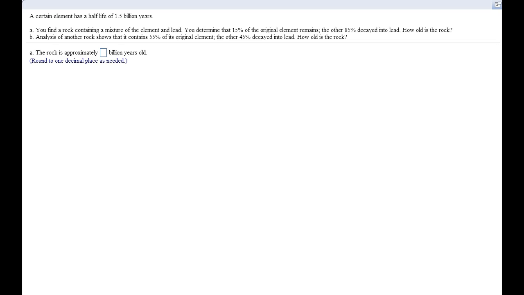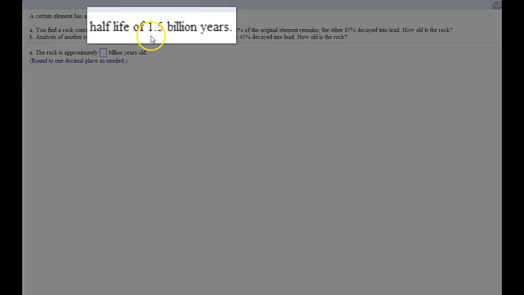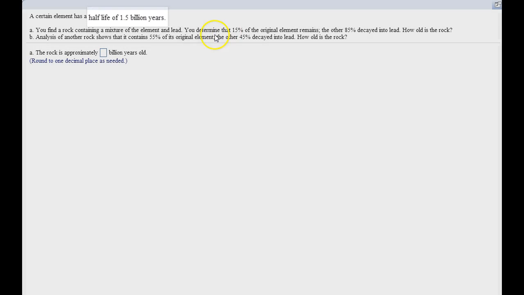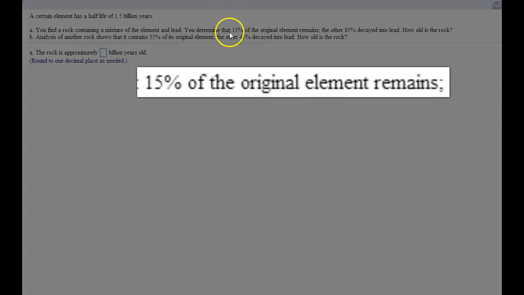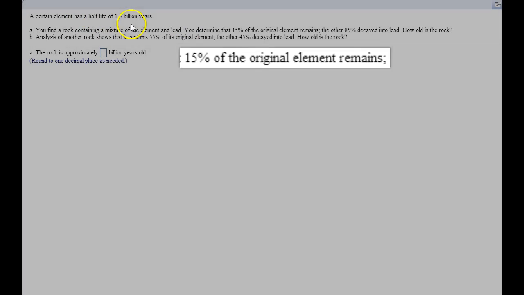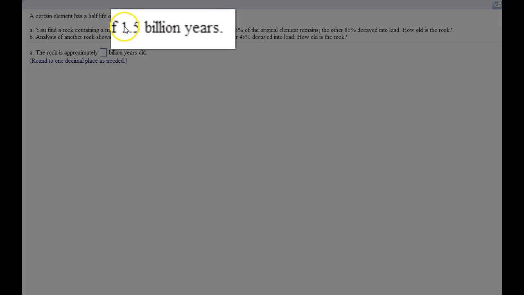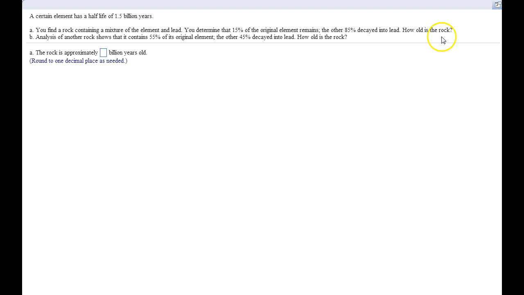So 43 class, I got a homework question, so I was going to show you guys how to do it. We've got a rock that contains a mixture of some element that has this half-life, and then lead, and we determine that 15% of the original element remains. So the question is, how old is the rock?